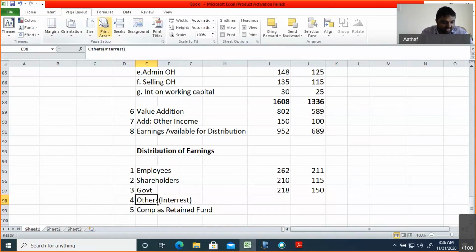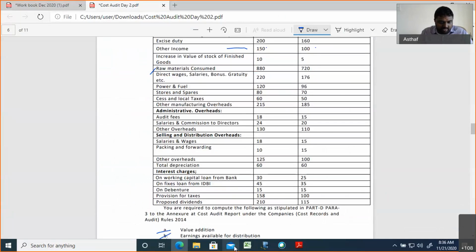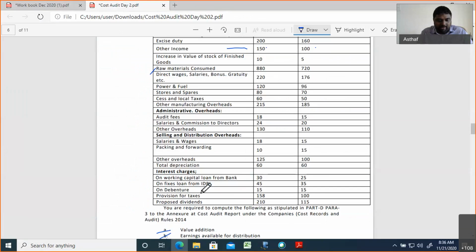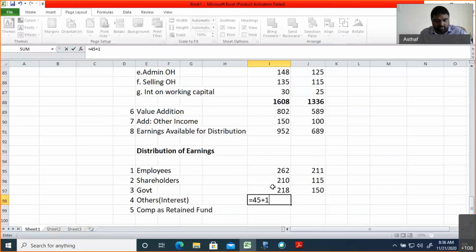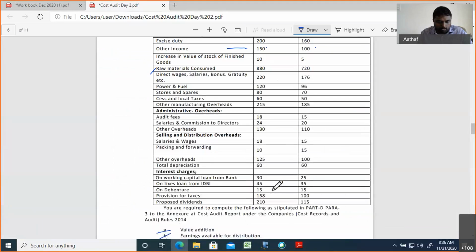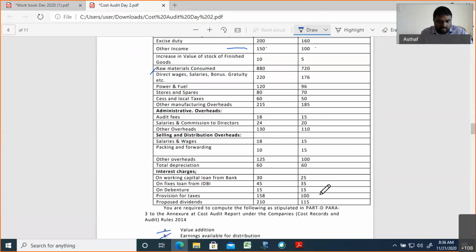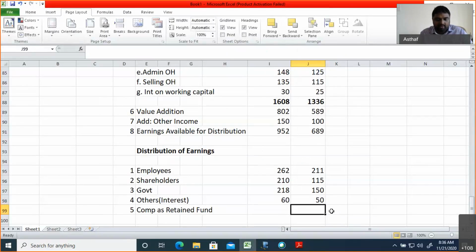So what is the interest? The interest on working capital loan we have considered separately. So the fixed loan interest is 45. The next, debenture interest, is what? 50. Here it will come what? Fixed loan is 35. Debenture is again 50.